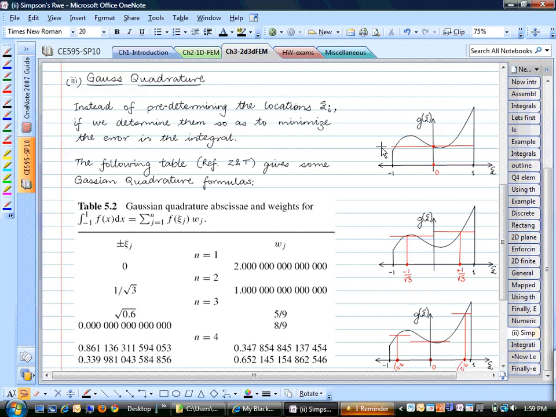And to what degree is this area going to be exact? So I'm saying that if I use this first rule, one Gauss point, the Gauss point location is 0, the weight is 2. I calculate the area of this rectangle, which is whatever the function value is here, times 2. And that value is going to be accurate up to a certain polynomial degree.